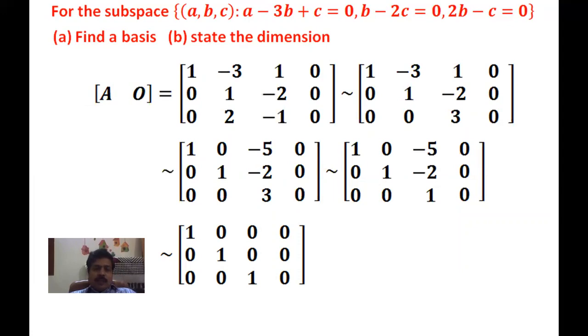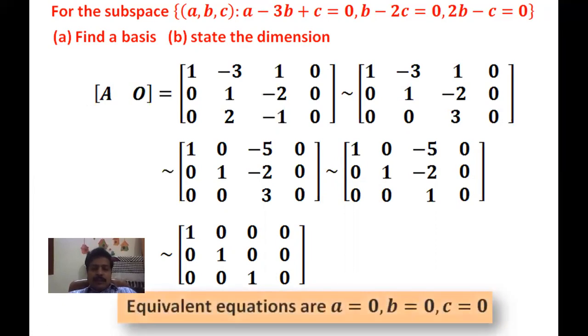So here all the columns are pivot columns, and the solution for this equation, if we convert this matrix into equation form, is a = 0, b = 0, and c = 0. That is the only solution. There is no other solution except a = 0, b = 0, and c = 0. So this is the null solution.